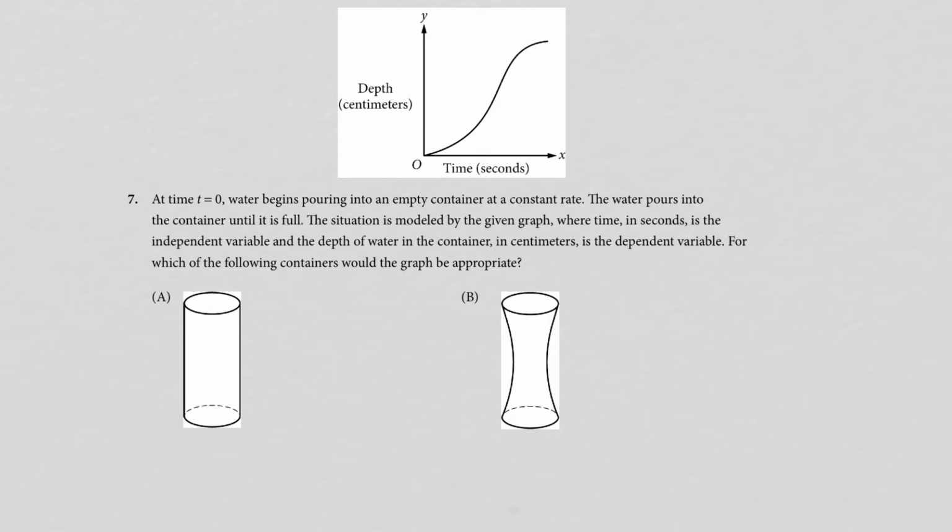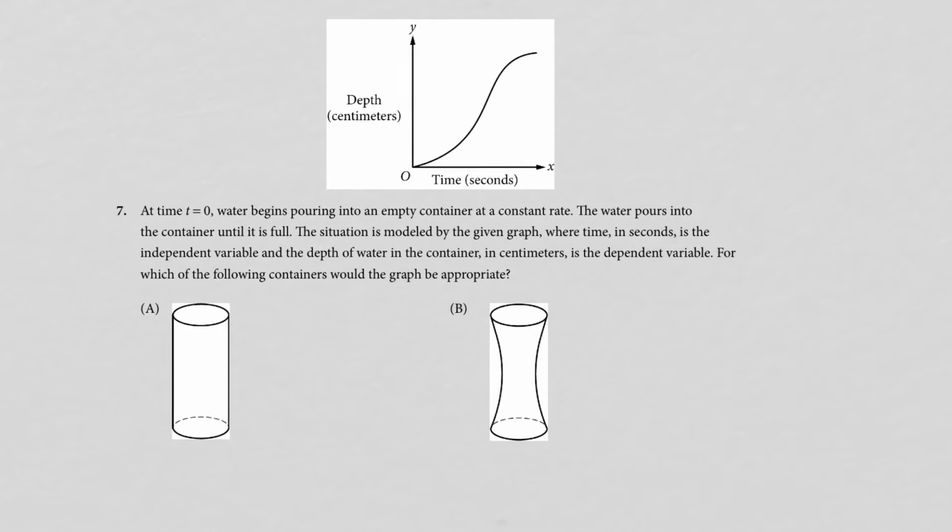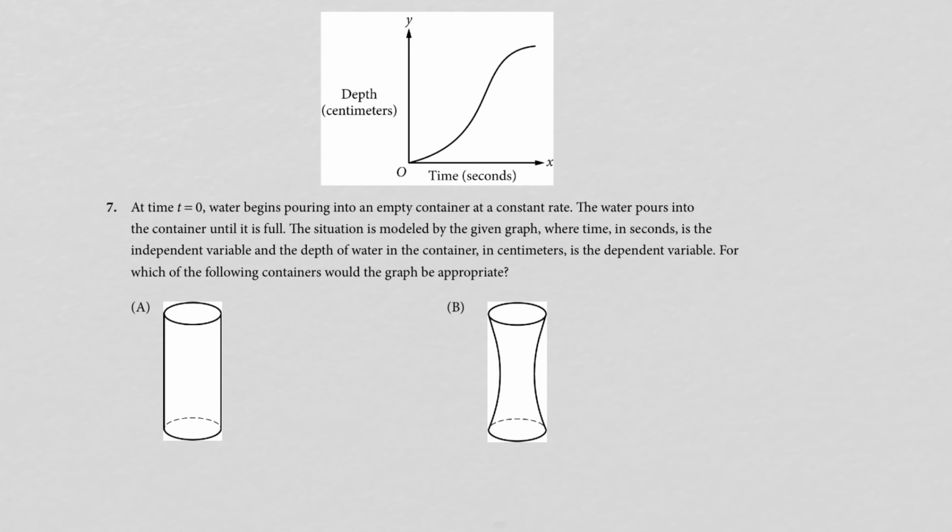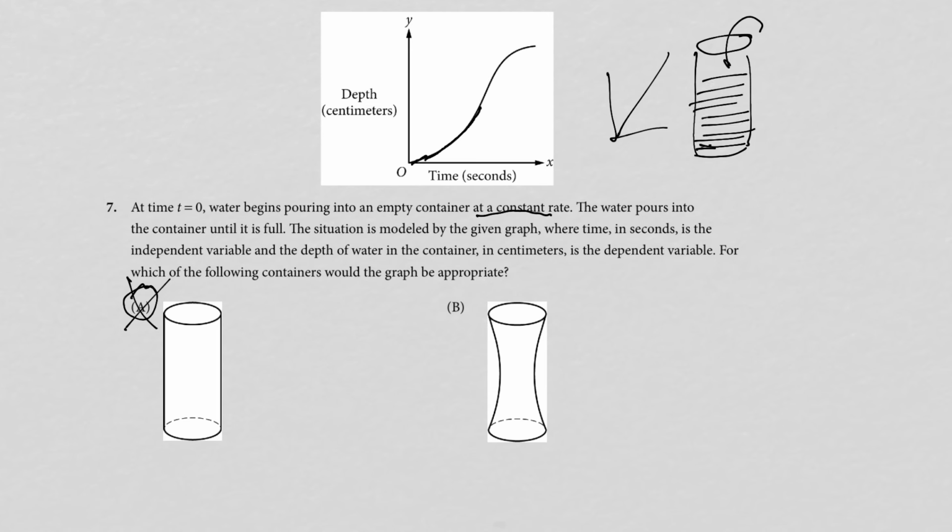This is kind of a strange question. They're filling water into an empty container, and they see that the water first fills up at a slow rate, like the height goes up slowly, and then it speeds up, even though they're not putting in water faster. They're putting water in at a constant rate. But if this thing was a cylinder, like in choice A, the graph would look like this. I'm putting water at a constant rate, and the height would go up at a constant rate.